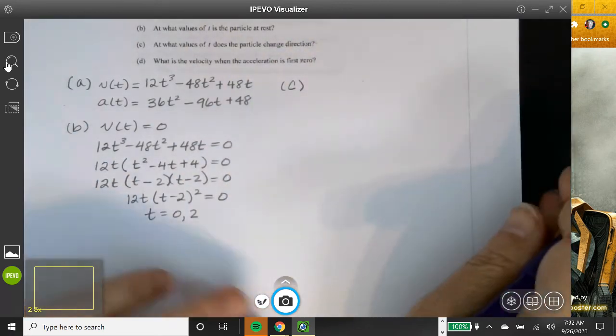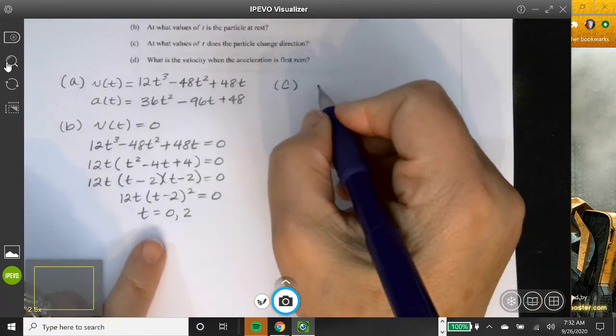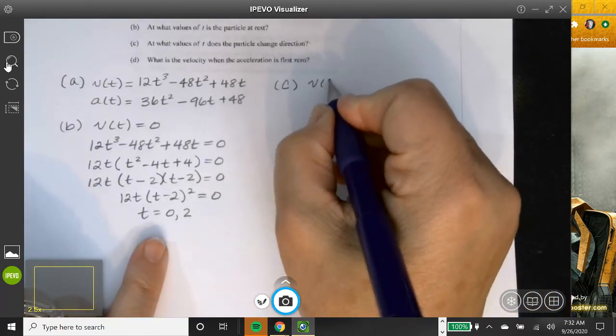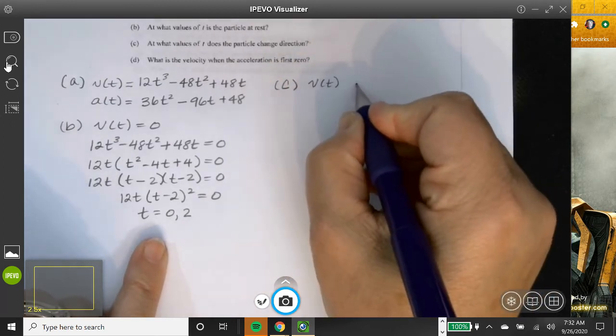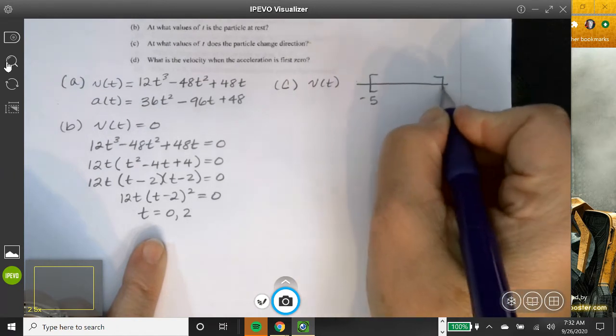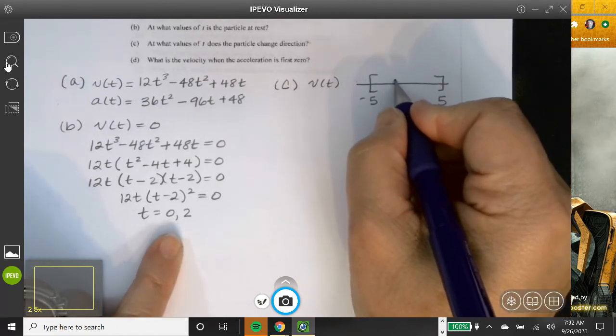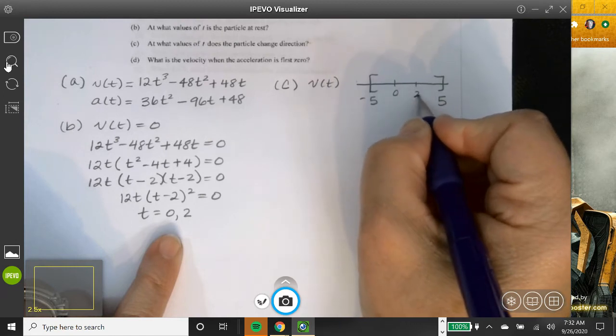Part C says, for what values does the particle change direction? Okay, for that, I'm going to need a velocity sign chart. So I know when the velocity is equal to 0. And I know that I'm living between -5 and 5 in time. And my velocity is 0 at 0 and at 2.